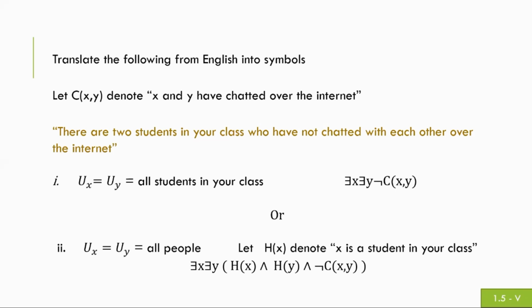Just like with a lot of the other ones, we can do this differently. The symbology turns out a little bit differently depending on our domain. If we let U of X and U of Y be all people, we have to come up with a new function. You can always do this if you want. We're going to let H of X denote the idea that X is a student in your class. So now we need the following to be true. We need X to be in our class and Y to be in the class and them to have not chatted over the internet.